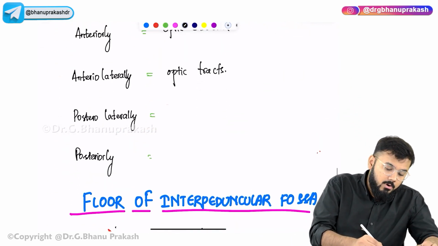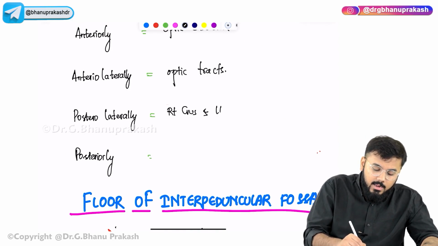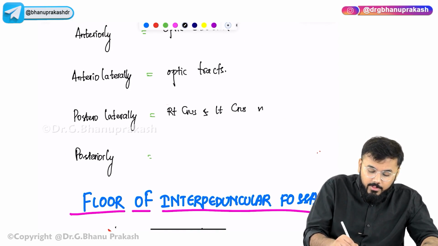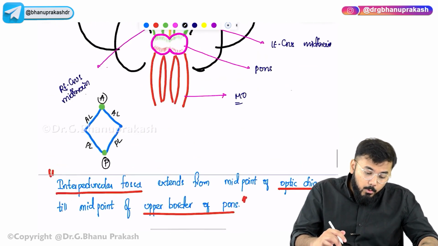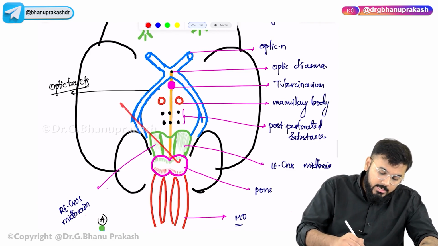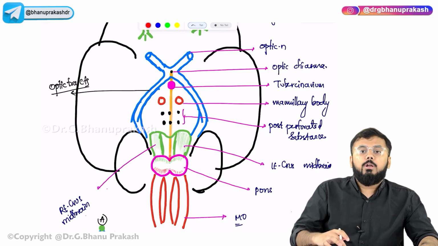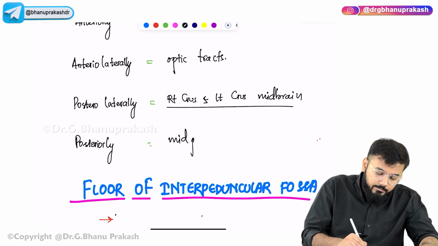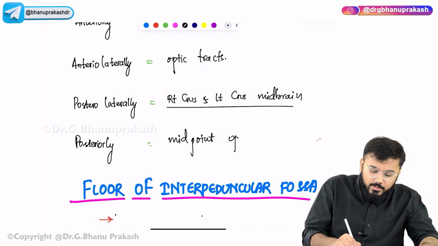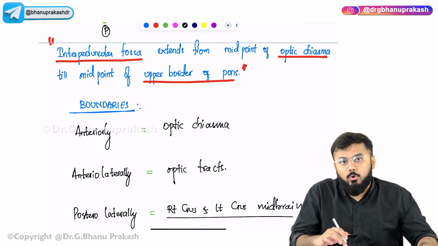What are the two structures I have got? One is the right crus cerebri of the midbrain and the other is the left crus cerebri of the midbrain. Posteriorly, what do I have got? Exactly the midpoint of the upper border of the pons. So, these are the borders which you need to know.